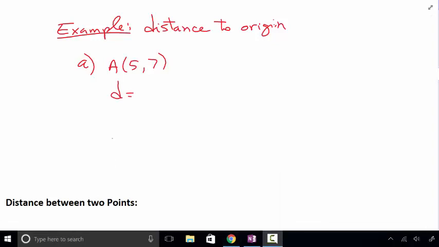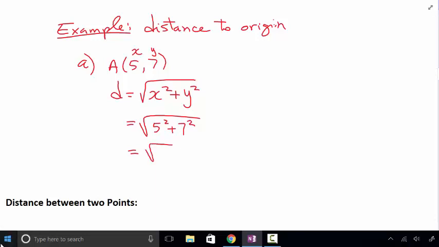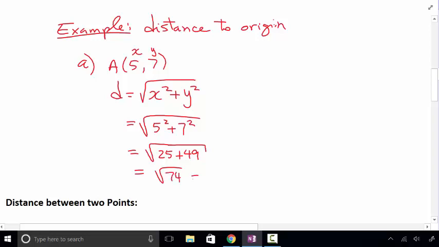So the distance formula is what? d equals the square root of x squared plus y squared. Plug in your numbers. This is your x value, this is your y value. So then you have what? 5 squared plus 7 squared, and then that's the square root of 25 plus 49. And that's going to be the square root of 74. And that's going to be equal to what? 8.6. So roughly 8.6. Okay?